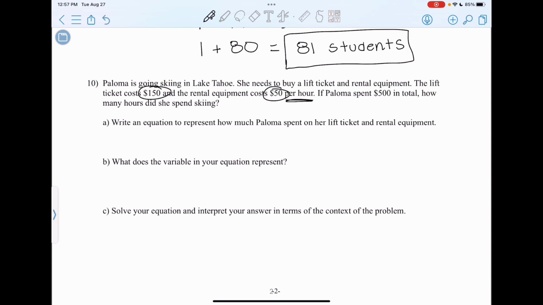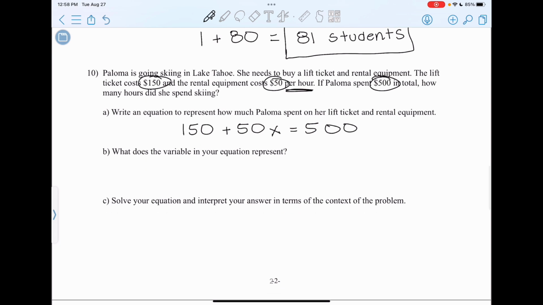So I know that Paloma spent $150 plus $50 per hour, and so that's where my variable goes. You could also use H for hour if you want to. I'm just going to use X. And she spent $500 in total. So this is an equation to represent how much Paloma spent.